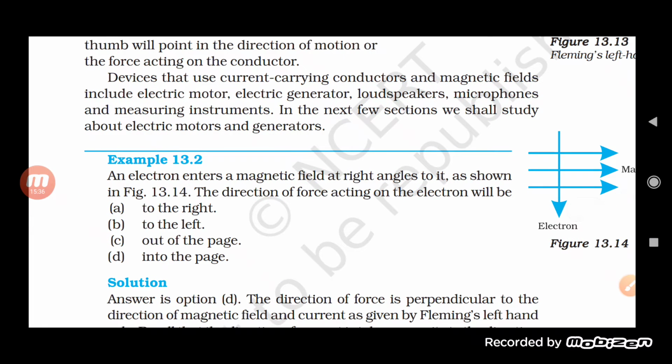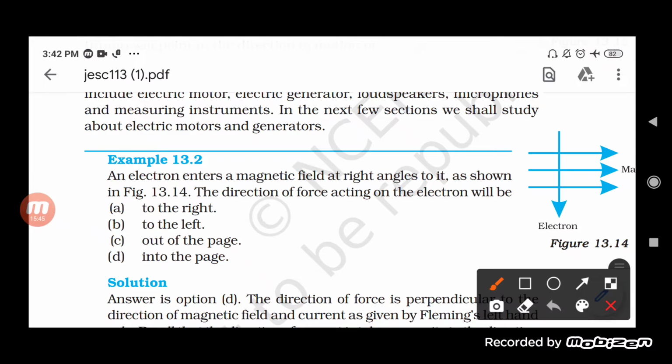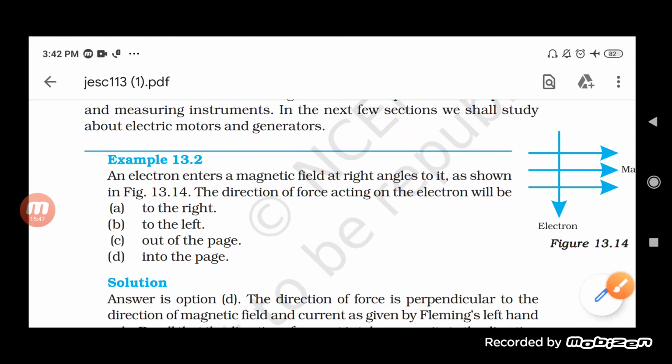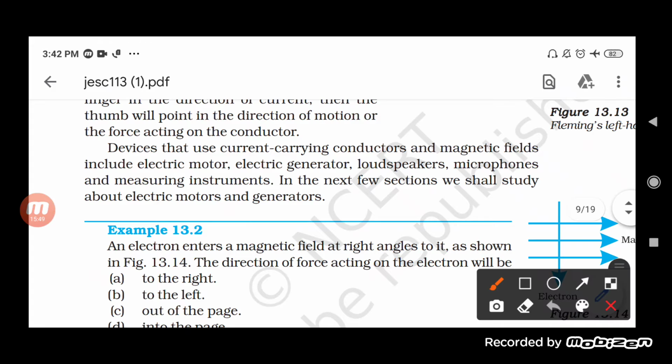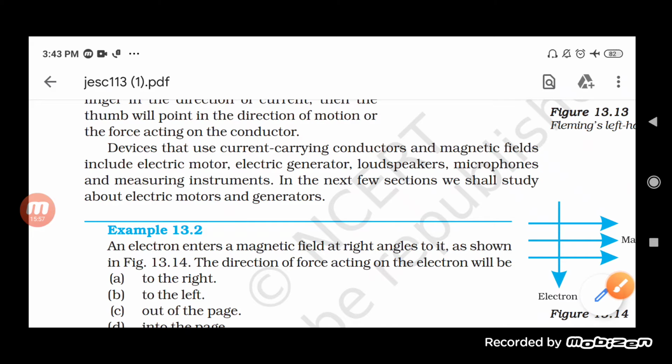These days there are a lot of devices, students, which we use on the basis of a current carrying conductor and magnetic field, and that will include the electric motor, electric generator, loudspeaker, microphone, and a lot of measuring instruments. These are all devices that use the current carrying conductor and the magnetic field.